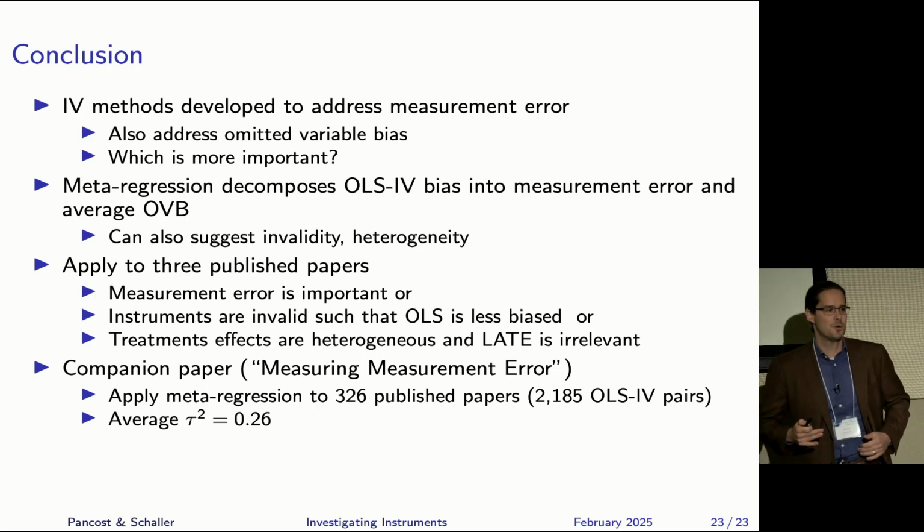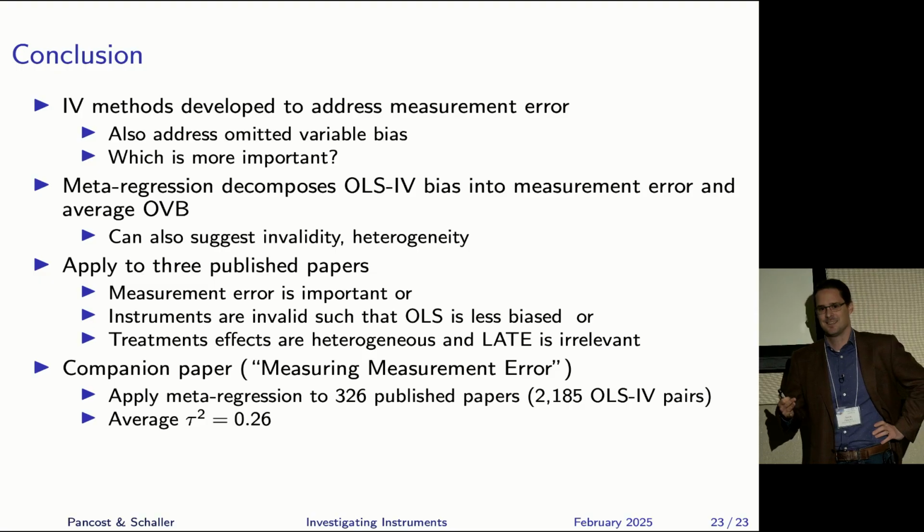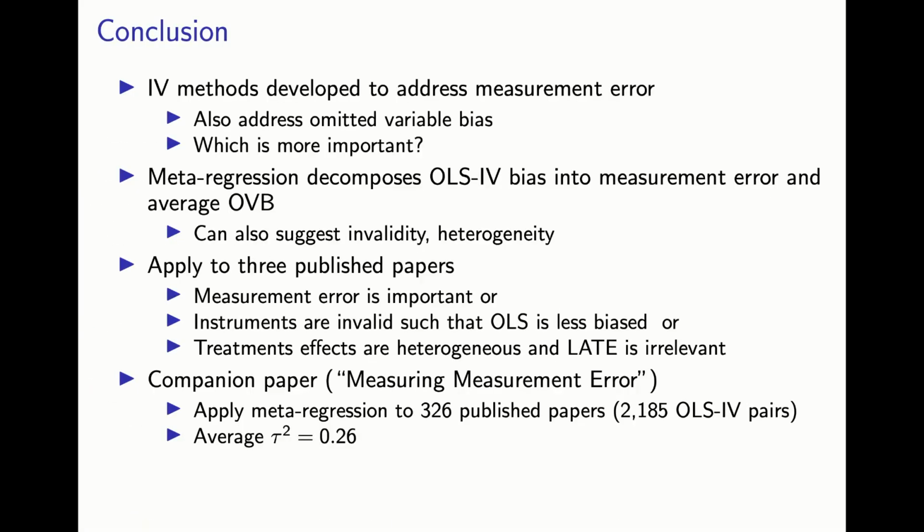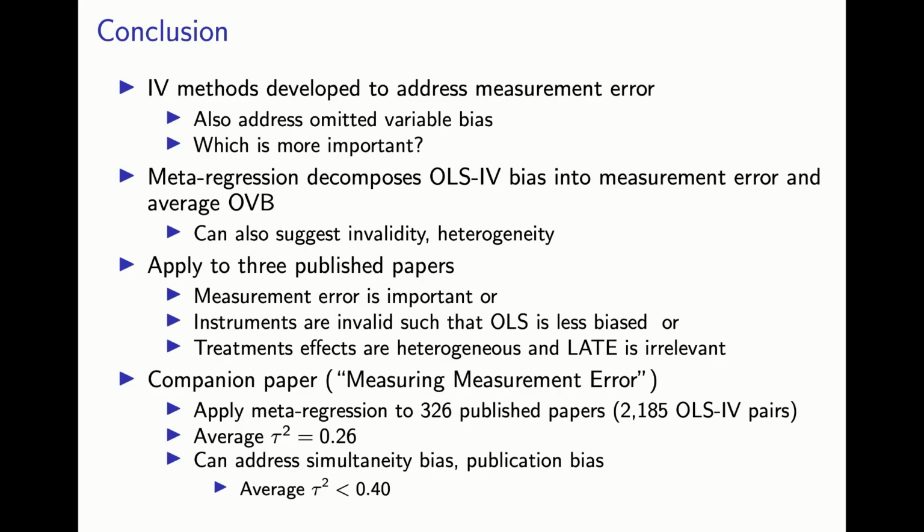What we find is the average tau squared is something like 0.26. Measurement error is massively important in the average paper. An advantage of that paper, and something we can't do in this one, is that we can also address simultaneity bias, so reverse causality. We can also address publication bias. When you adjust for those things, we find the average tau squared goes up by a quantitatively meaningful amount, but it's still way less than 1. It's something like 40%.